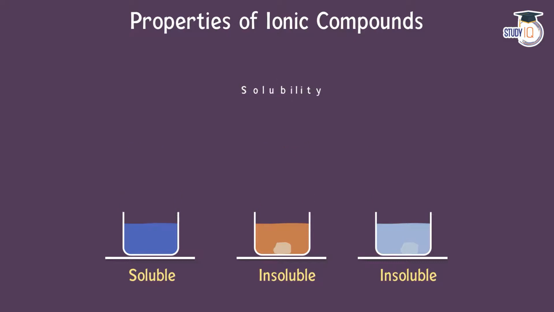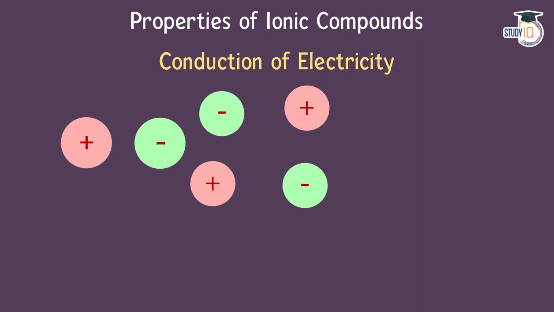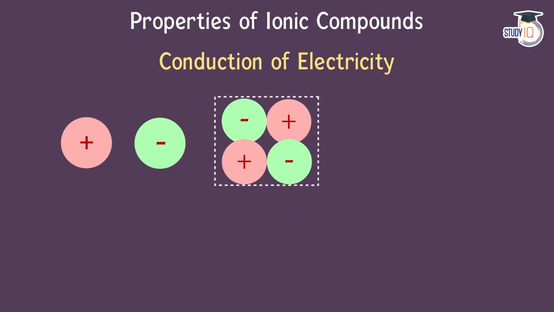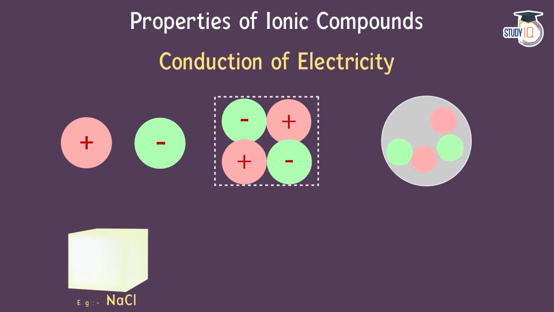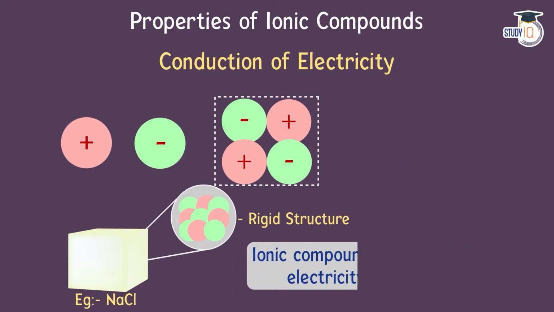One last property we will look at is conduction of electricity. Ions, as we know, are charged particles, but ionic compounds can only conduct electricity if their ions are free to move. We also know that ionic compounds are generally in the solid state. And because of that, the movement of ions is not possible due to the rigid structure. Hence, ionic compounds do not conduct electricity when they're in the solid state.